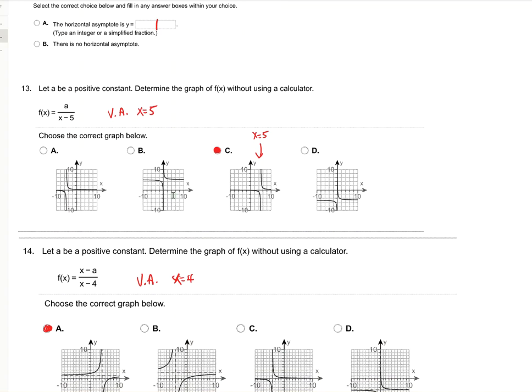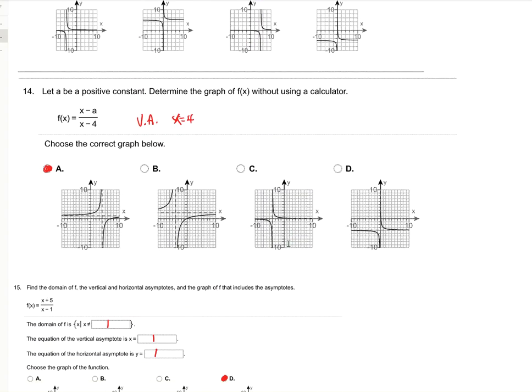13, determine the graph without using a calculator. Well, we know that there's a vertical asymptote at x equals 5. Here it's x equals a negative number. Here it's at x equals 0, could be 1. Looks like right here, because these are going by 2's, there's a vertical asymptote at 5. So there's our graph.